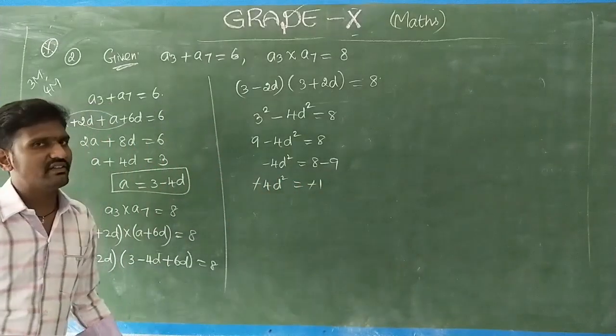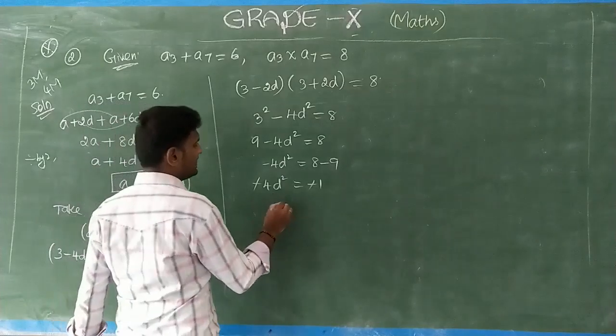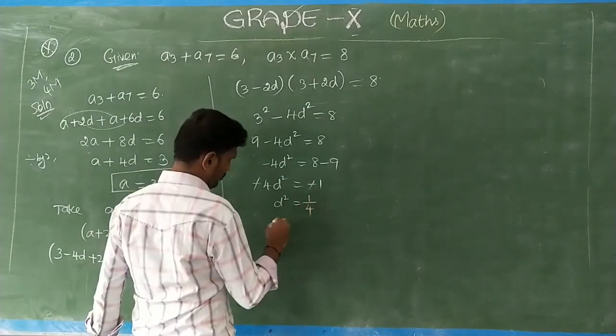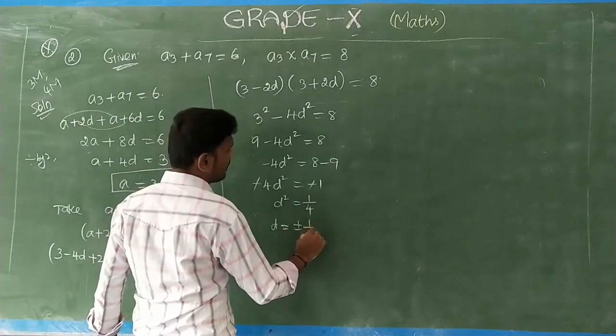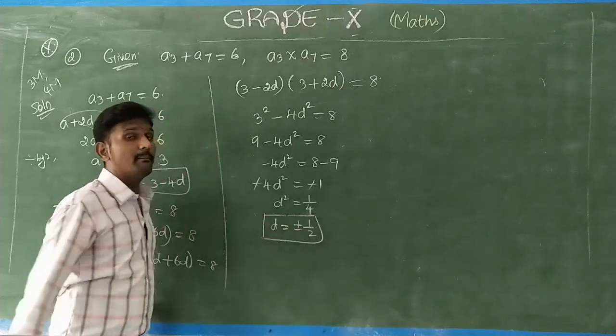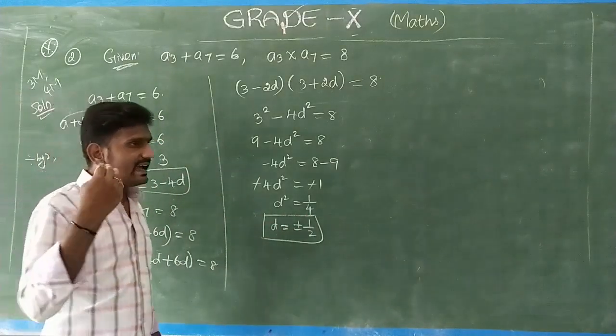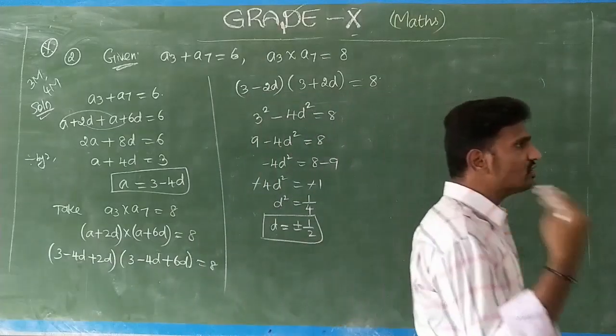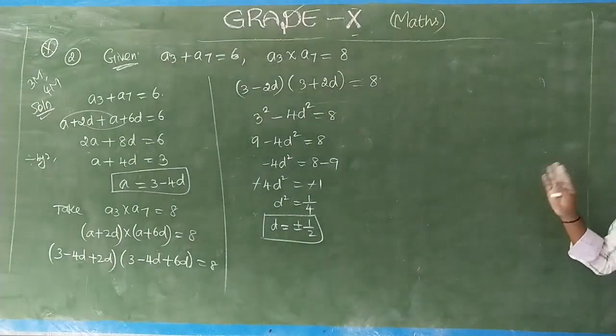On both sides you have a negative, so cancel it. And D square is equal to 1 by 4. Then the final value of D is plus or minus 1 by 2. Plus or minus 1 by 2. Because when you square a negative number and a positive number, you get the same answer.